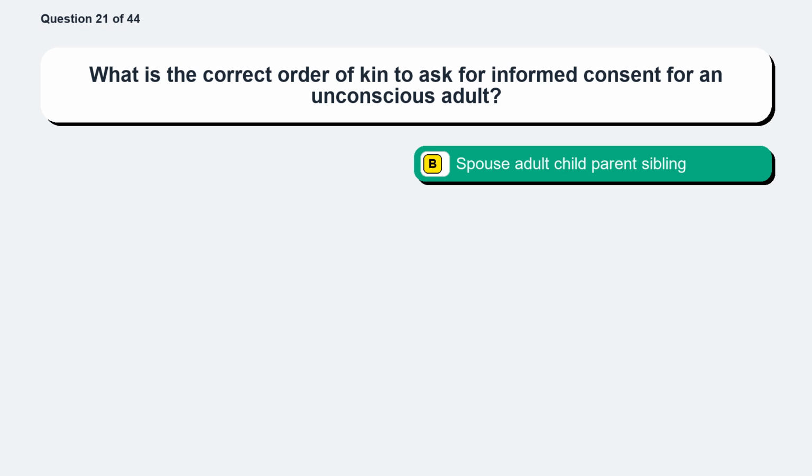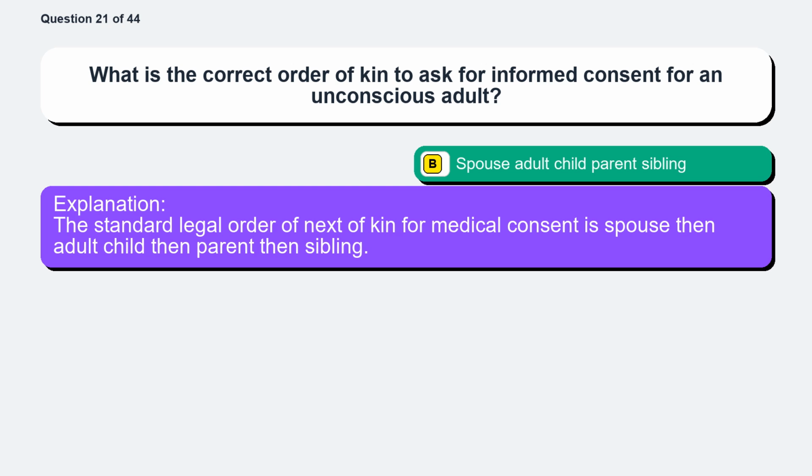The correct answer is option B, spouse, adult child, parent, sibling. The standard legal order of next of kin for medical consent is spouse, then adult child, then parent, then sibling.